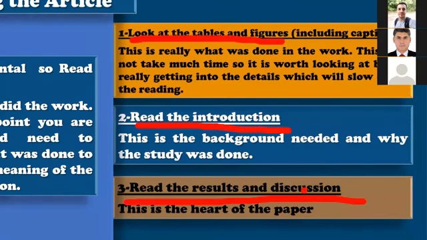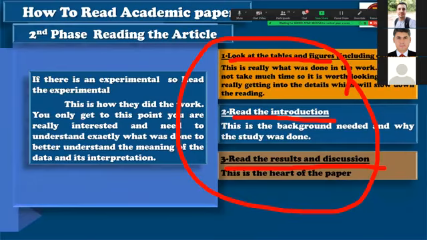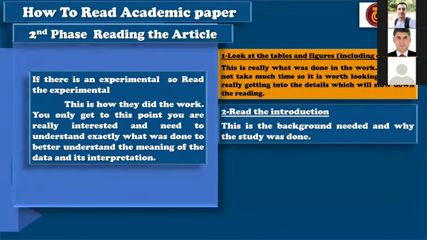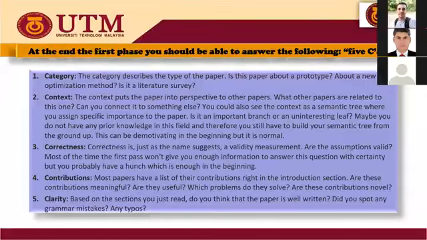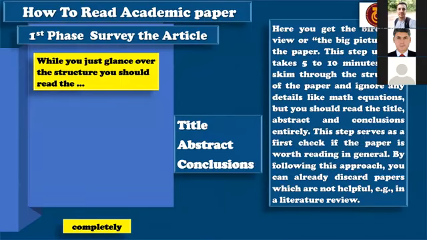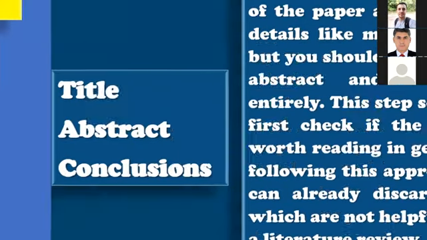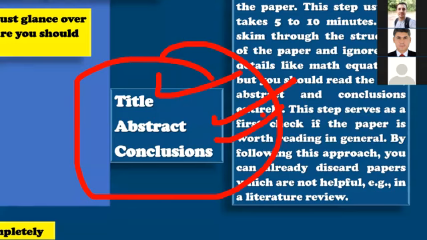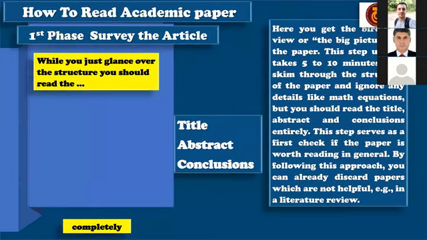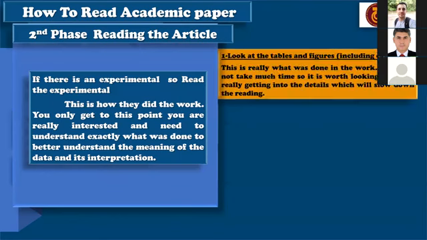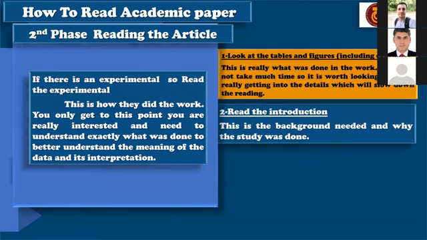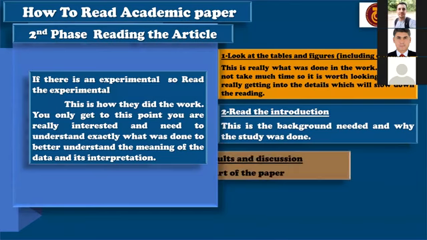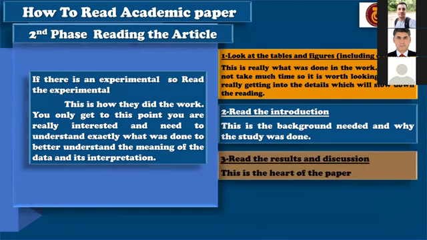This phase comes after the first phase, where you read the title, abstract, and conclusion. If after reading the title, abstract, and conclusion it is very good for me and near my field, and I need to read this paper, then I must go to the second phase. If not, you go directly to another article. So the second phase is to look at the tables and figures, read the introduction, and read the results and discussion.